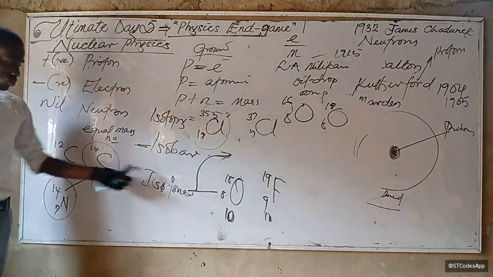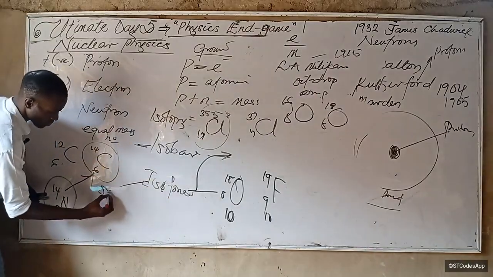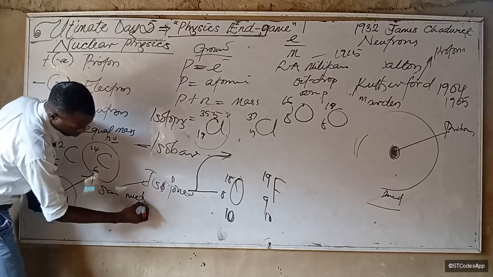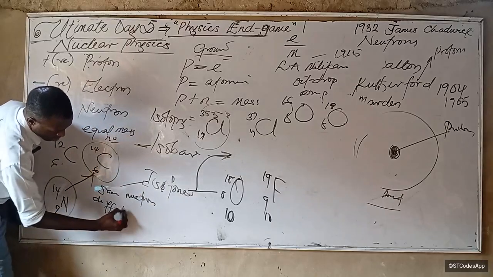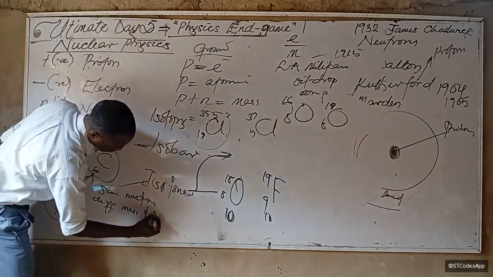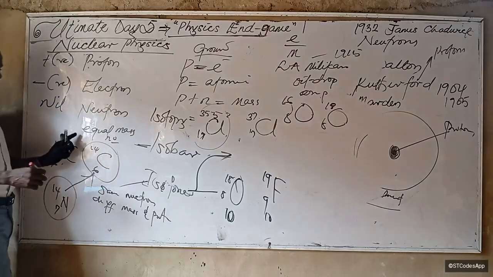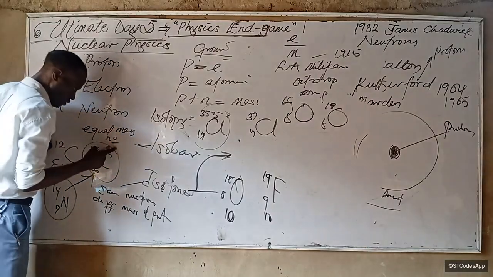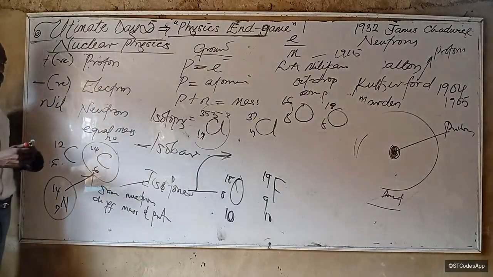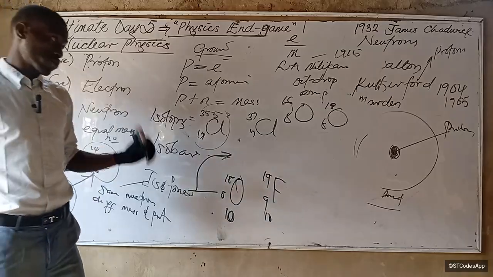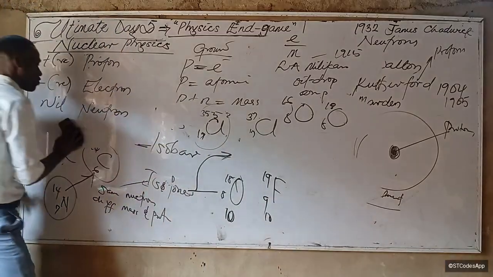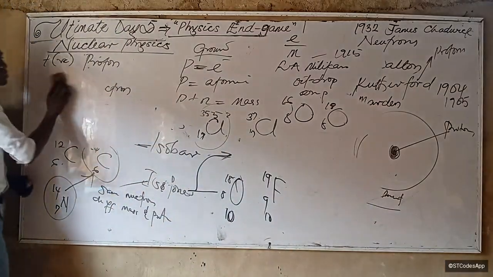So that's isotope. What is isotope? Same what? Same proton number, but different mass number and neutrons. Is that okay? Yes, but this one, same mass number, different proton number. Is that okay? Yes, sir. All right. Are we good? Yes, sir. So now let's go to the next topic.